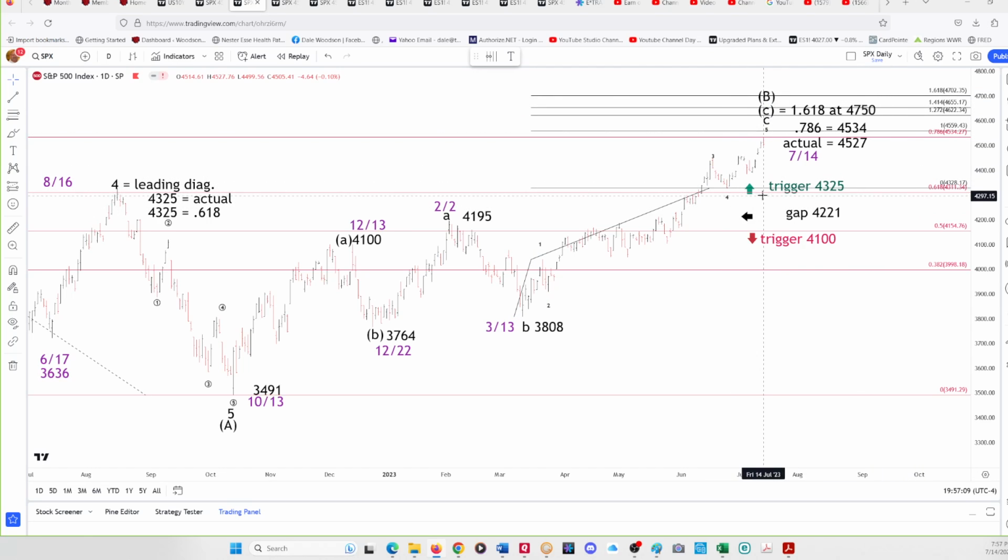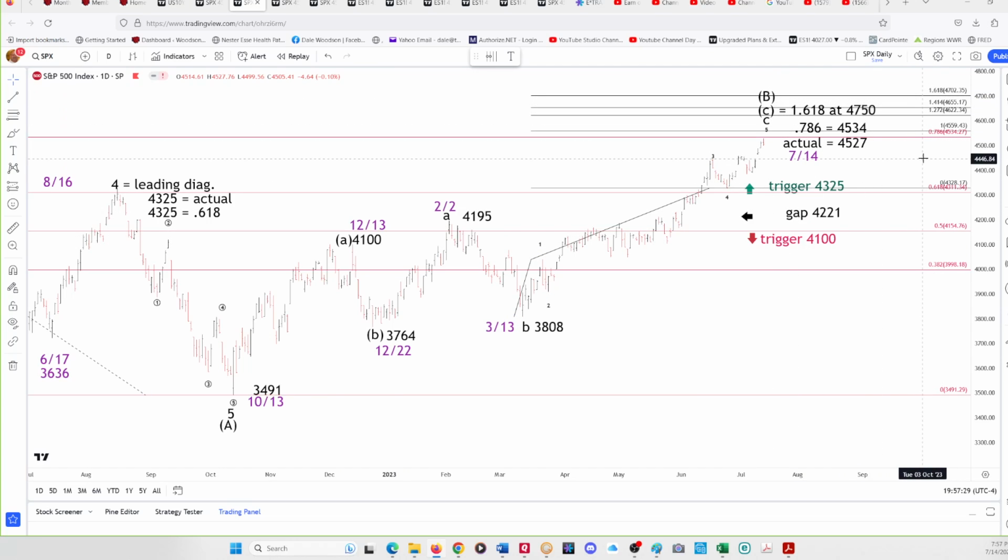Okay. That trigger activated above that 43.25 high last August. That activated the higher targets, and there's an open gap down here at 42.21, and now the lower side target is the previous A in parentheses high of 4100. Okay, so this could go a little higher.